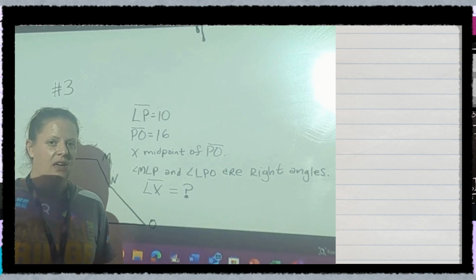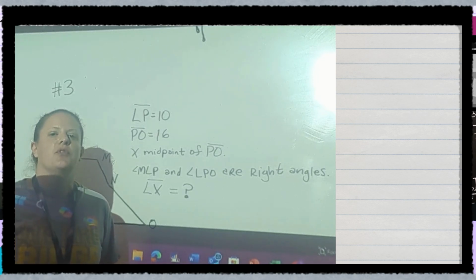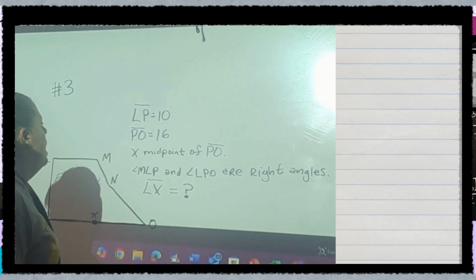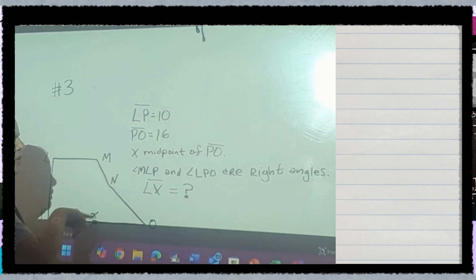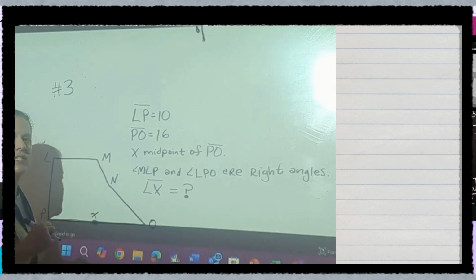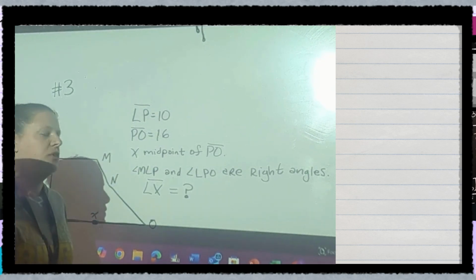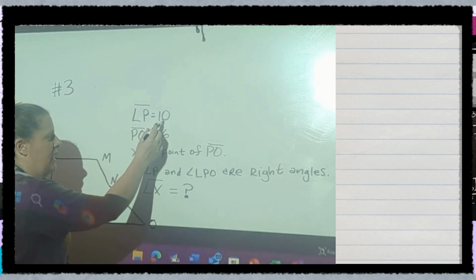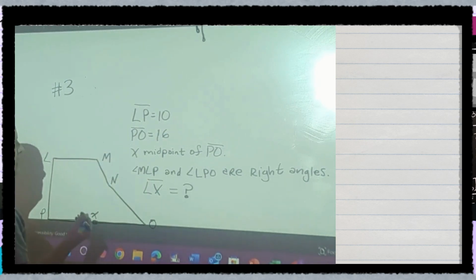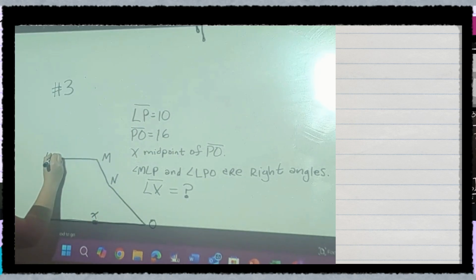Number 3 on the Triangles Apple Route assigned lesson. We have a weird figure, and they give us a series of information about that figure. LP is 10. I'm going to go ahead and write it in as I say it. So LP, from here to here, is 10. PO, this whole part down here, is 16.